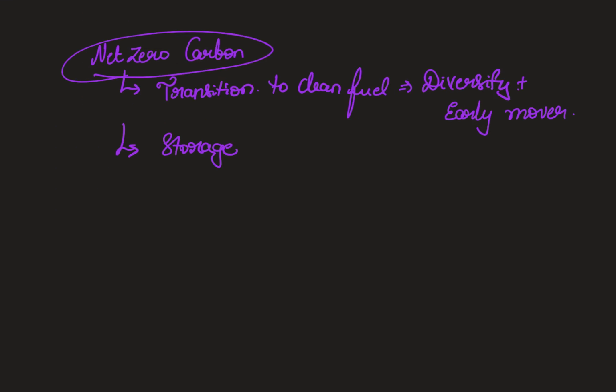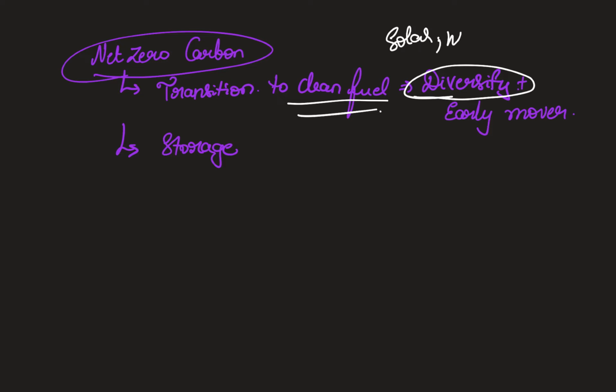So the bottom line in this journey towards net zero carbon, that is, whatever carbon emissions that we are emitting will be absorbed back, is that this transition to clean fuel should also be backed by diversifying our sources. We should not put all our eggs in a single basket. If we want to go towards renewable energy, we should not focus completely on solar or completely on wind.